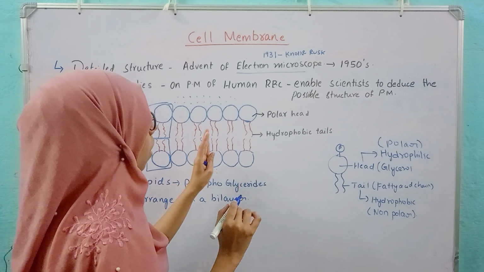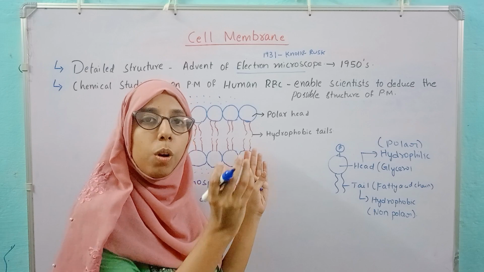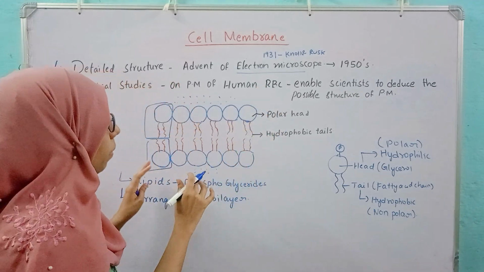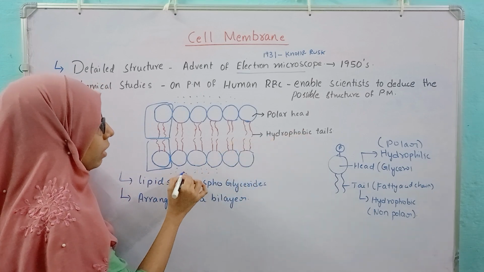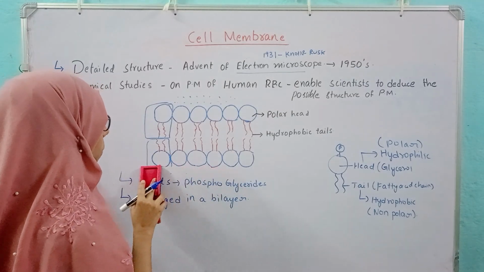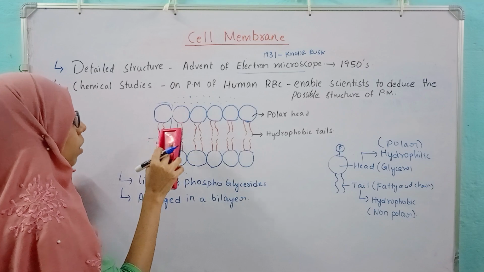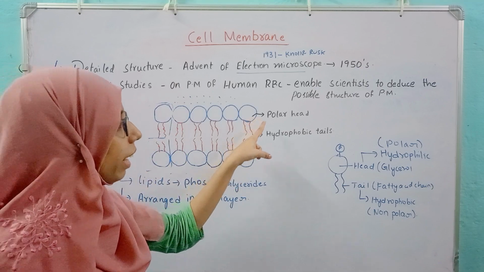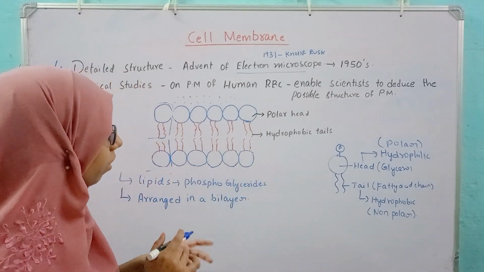So this arrangement of the lipids in the form of a bilayer, with the polar heads towards the outside and the tails towards the inner side, helps the hydrophobic tails to be protected from the aqueous environment. So these are the main points: the main type of lipids are phosphoglycerides. They are arranged in a bilayer, and the head is polar, whereas the tails are non-polar.